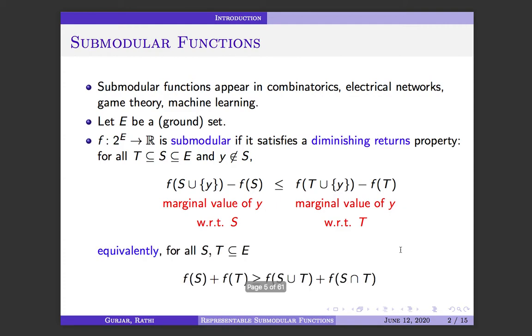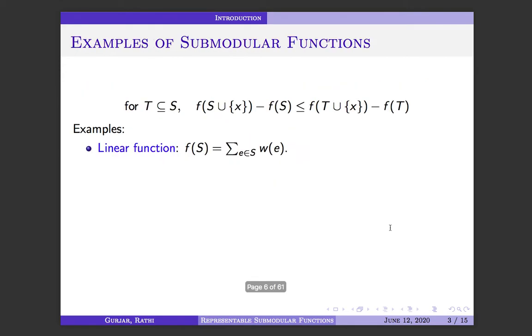There is an equivalent characterization of submodular functions, which says that for any sets S and T which are subsets of E, f of S plus f of T should be at least f of S union T plus f of S intersection T. So let's see some examples of submodular functions. You can easily verify that these examples satisfy this inequality we talked about.